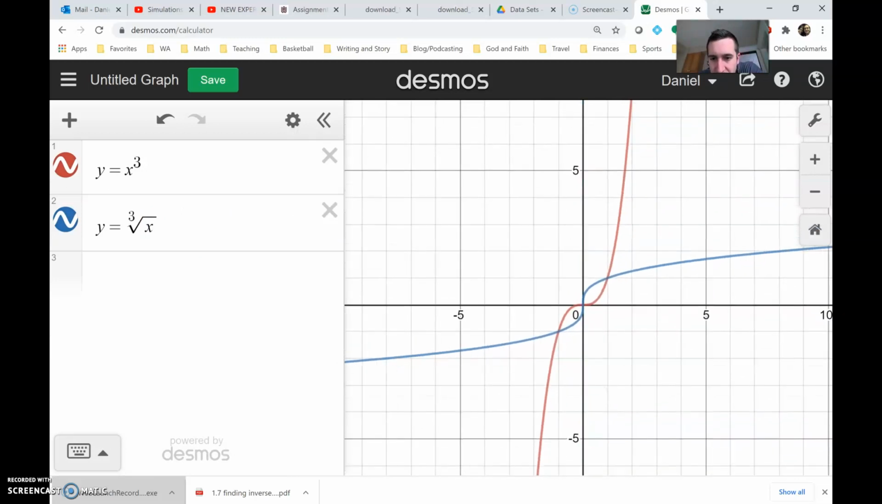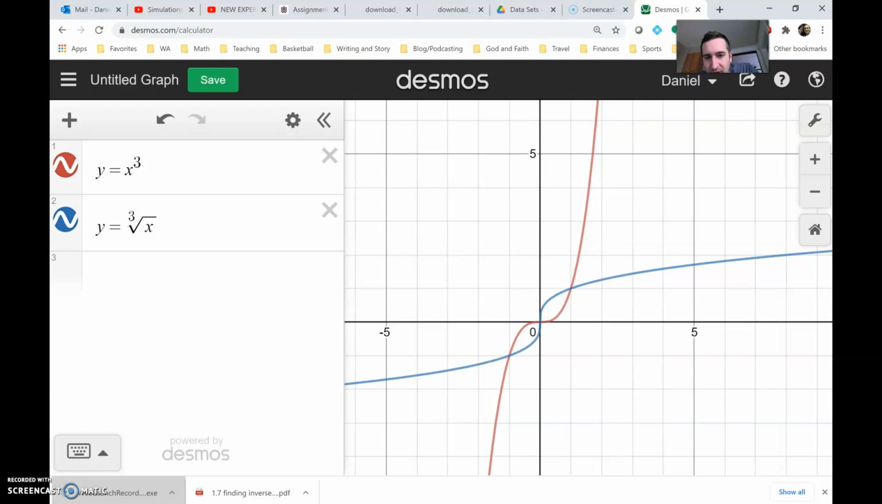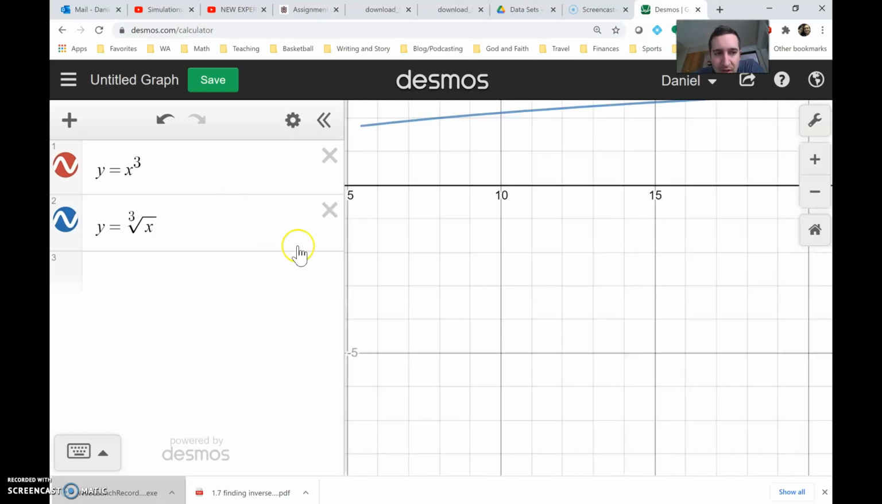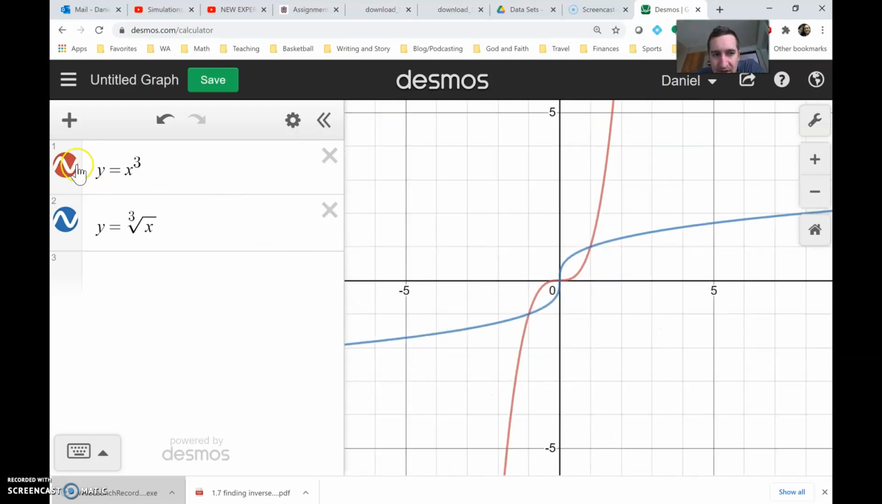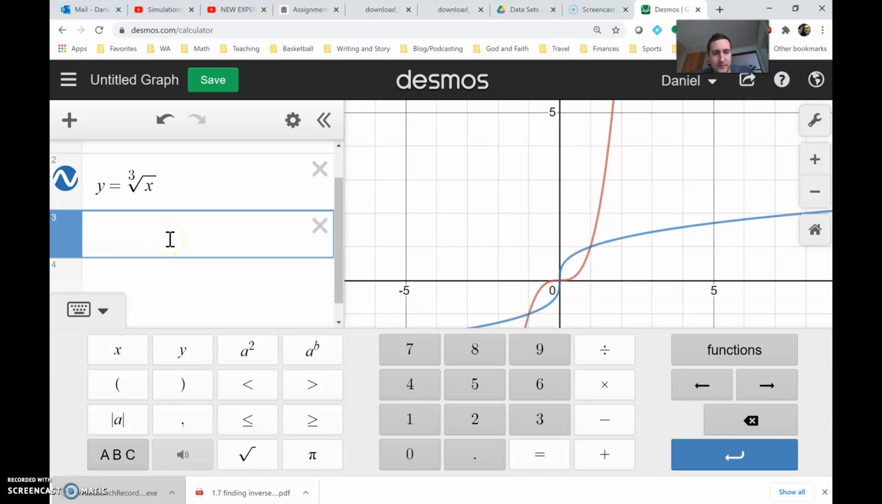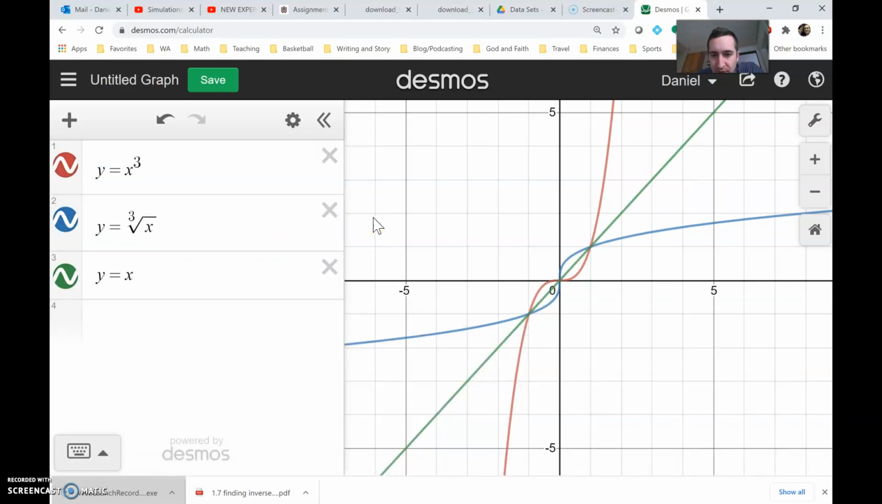Okay, let's look at that visual. Whoa! That's pretty cool, first off. Second off, does it look like the red line, which is our first function, and the blue line, which is our second function, is reflected over the line y equals x? I'll go ahead and plot y equals x right there for you.